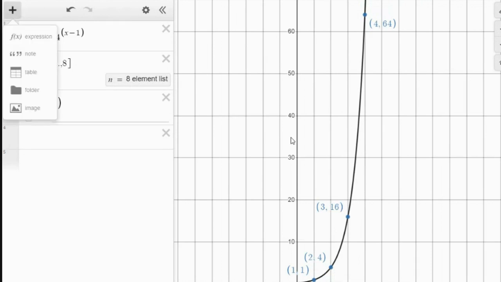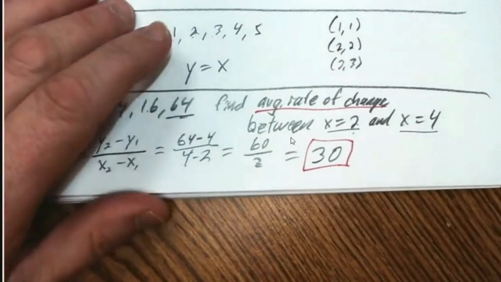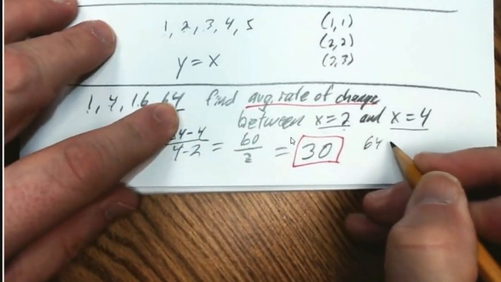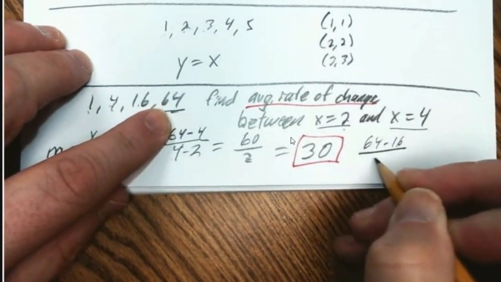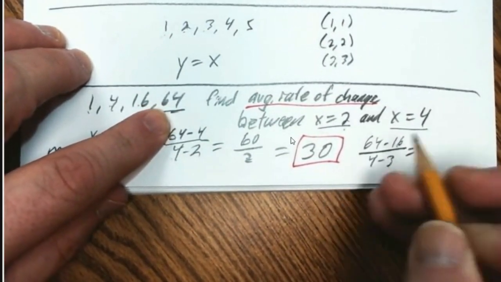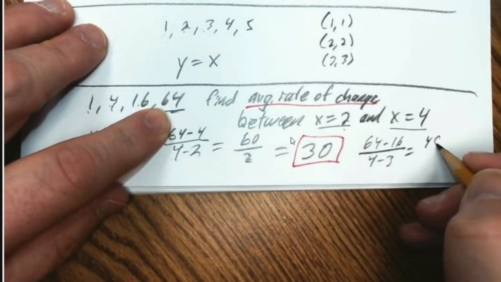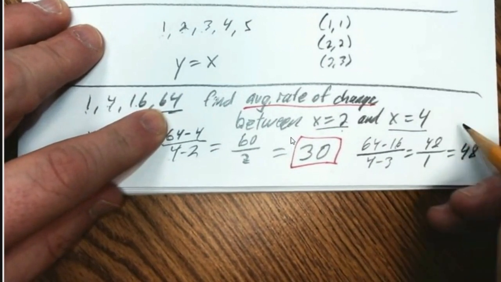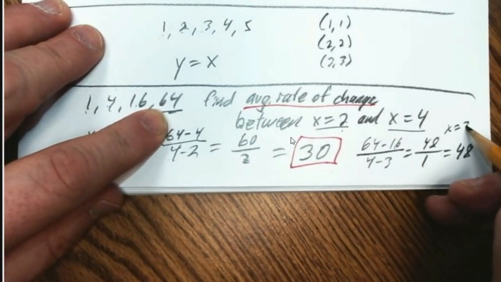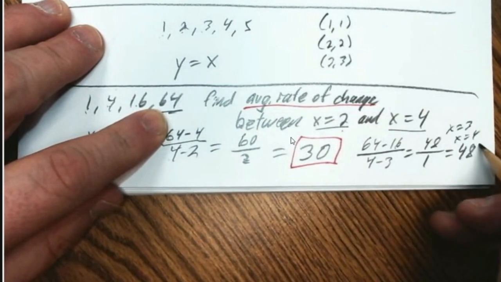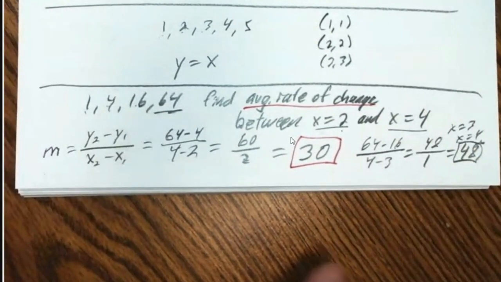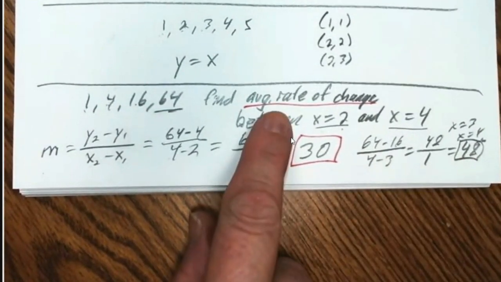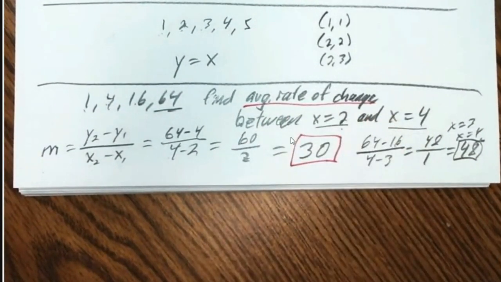So if we calculate between 3 and 4, between 64 minus 16, and 4 minus 3, 64 minus 16 is 48 over 1. So the slope between x equals 3 and x equals 4 is 48. That's a lot steeper. So in a geometric sequence, the rate of change is going to be different between any 2 points.